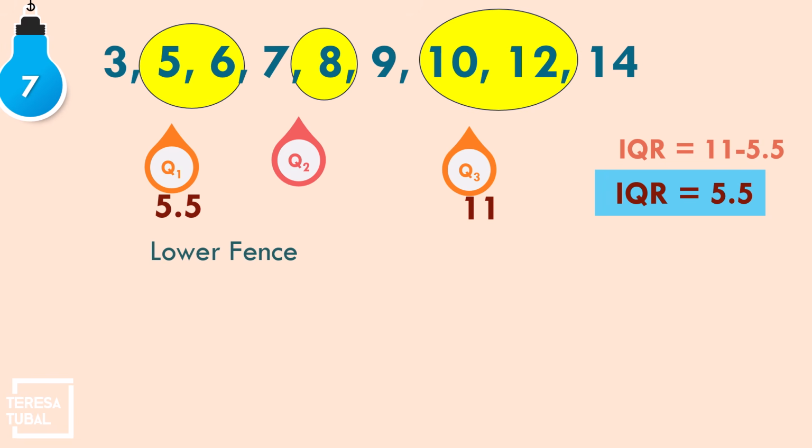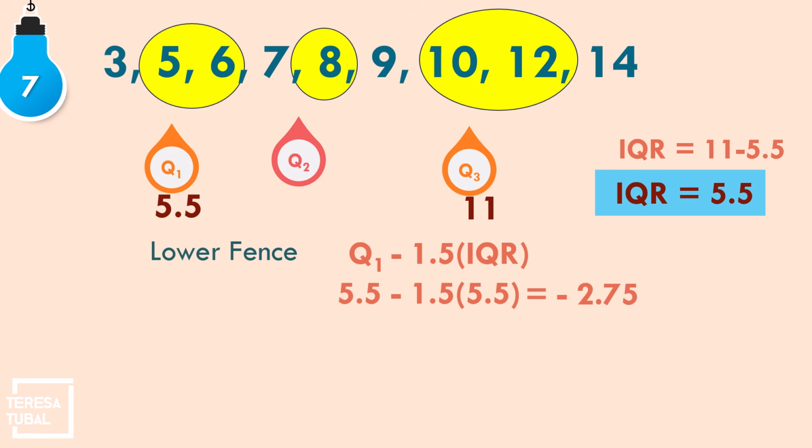Let us get the lower fence. The lower fence is quartile 1 minus 1.5 times the interquartile range. Quartile 1, that is 5.5, minus 1.5 times 5.5. So 5.5 minus, if we multiply 1.5 times 5.5, the answer is equal to negative 2.75.